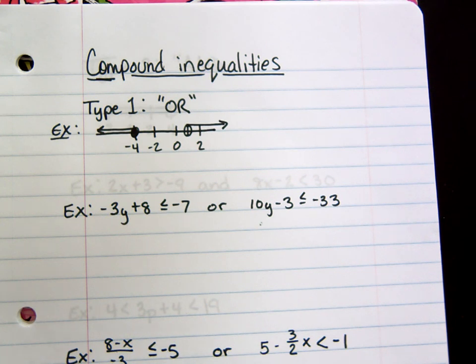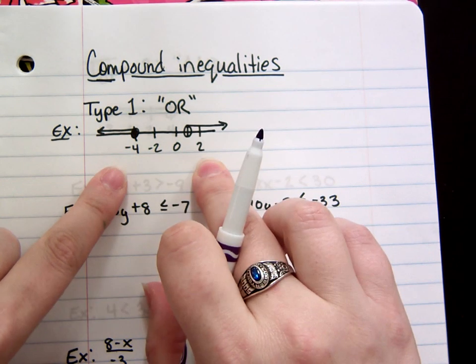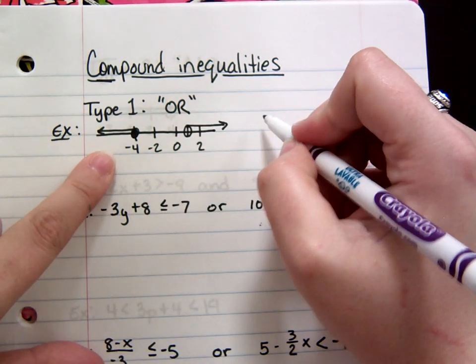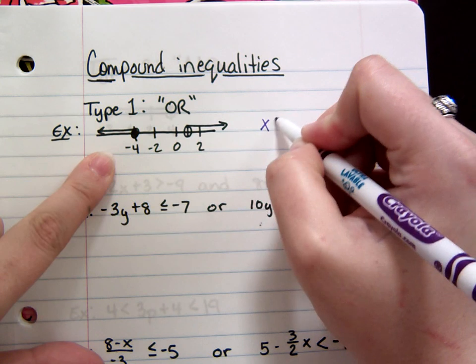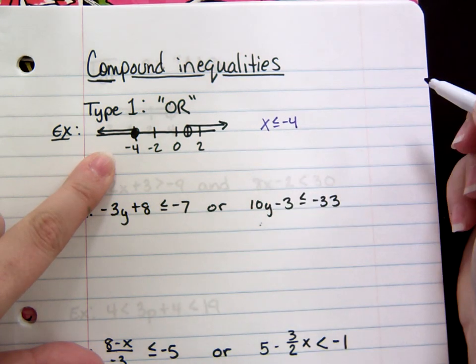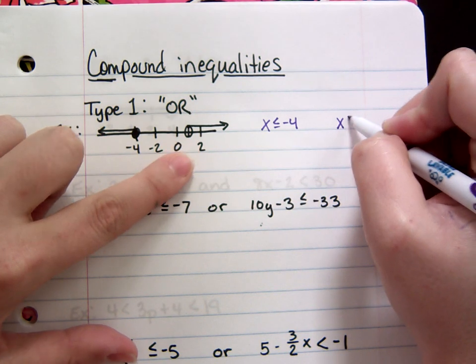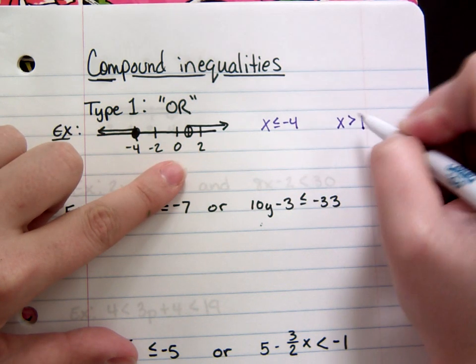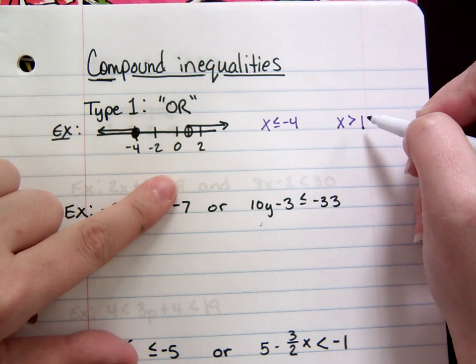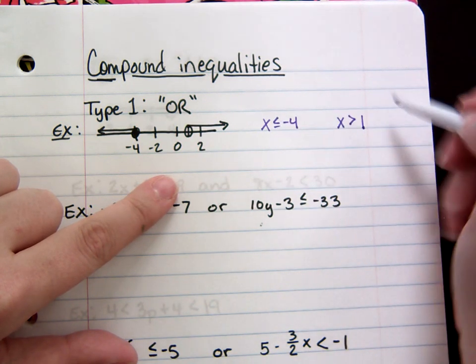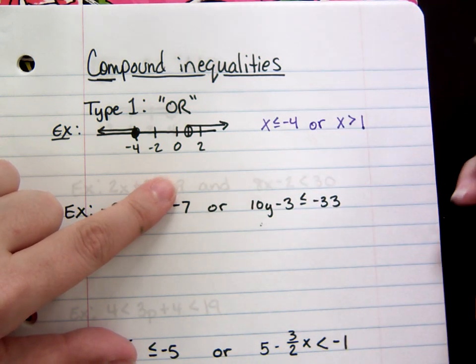So for instance, on this number line, this inequality tells me that x is less than or equal to negative 4. This inequality tells me that x is greater than 1. Well, it can't be both. You can't have a number less than negative 4 and bigger than 1, so it's an OR inequality.